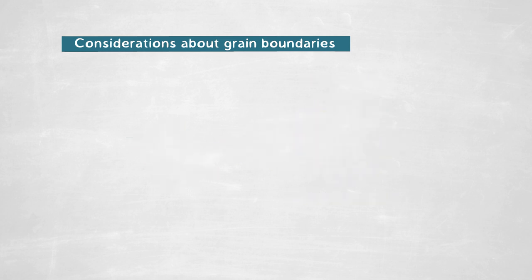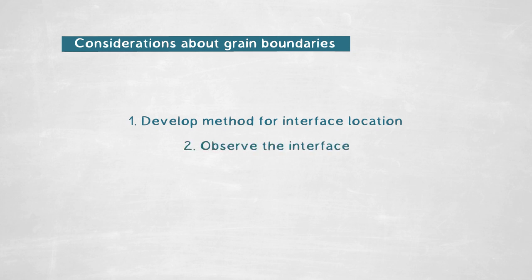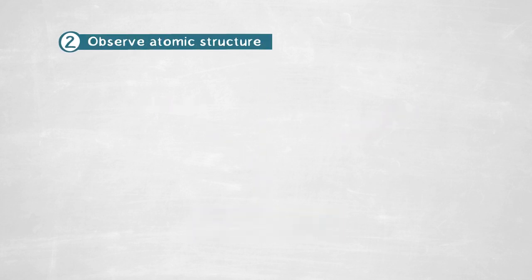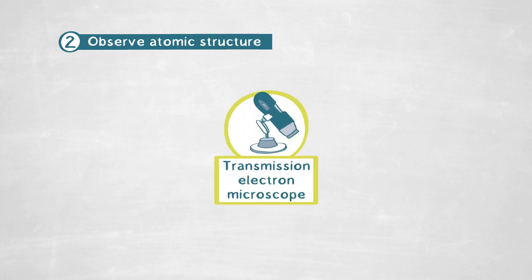So there's basically a twofold situation. First, we have to develop a method to specifically locate such an interface so that we can later on observe it. We take our very thin copper thin film that we have deposited, and we use a very small ion beam, basically as a sharp razor blade, with which we extract specifically a certain part of our sample containing this particular grain boundary.